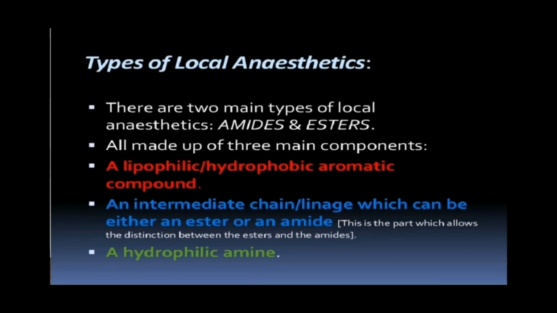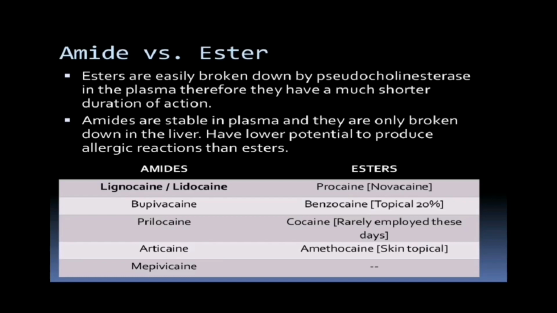Types of local anesthetics. There are two main types of local anesthetics, amides and esters. Both types are made up of three main components: a lipophilic, hydrophobic aromatic compound, an intermediate chain linkage which can be either an ester or an amide, and a hydrophilic amine. The intermediate chain is the part which allows the distinction between ester and amide local anesthetics.